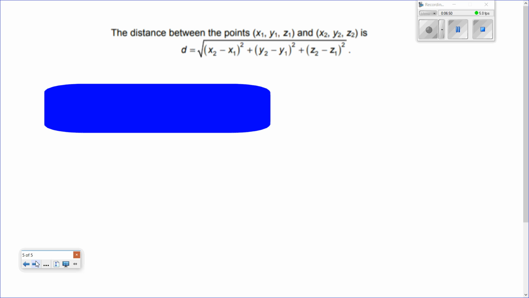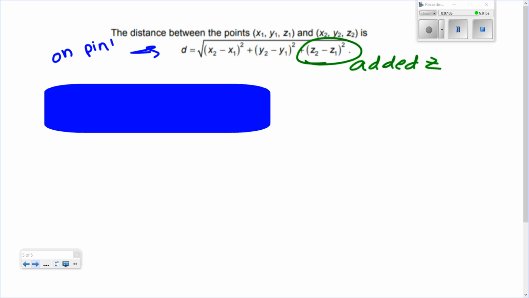And the last thing is your distance formula. So the distance between 2 points, we really just added this. Added that other one. You've already seen this distance formula. This is on your pink formula sheet. Okay, it does not need to be memorized.